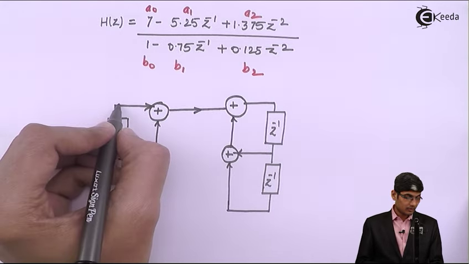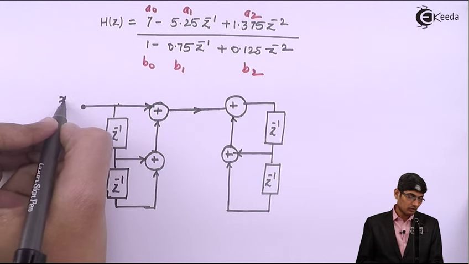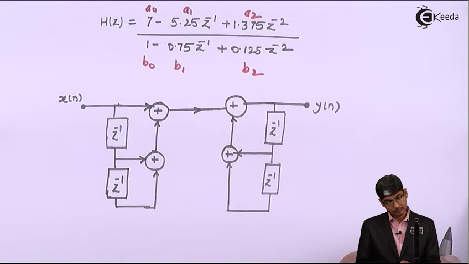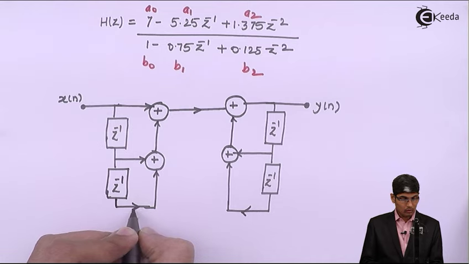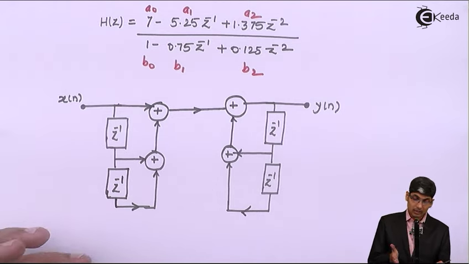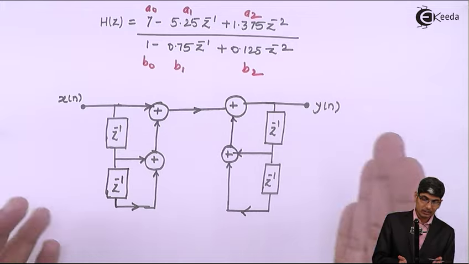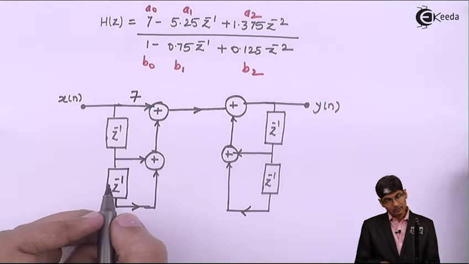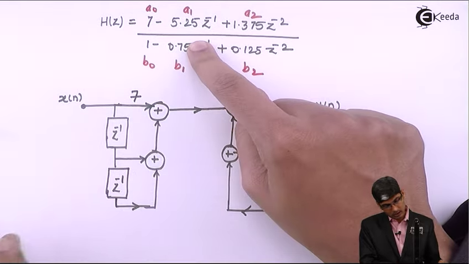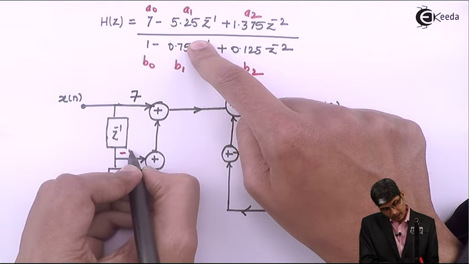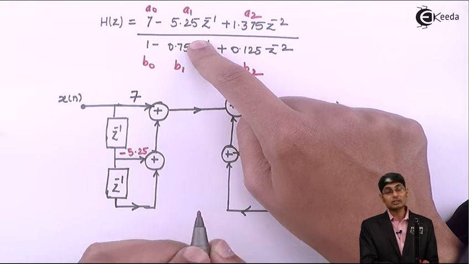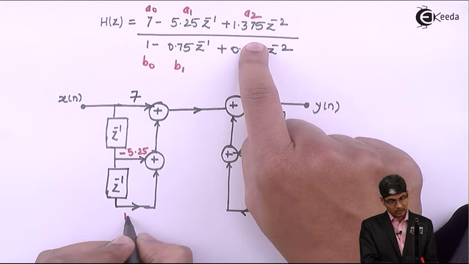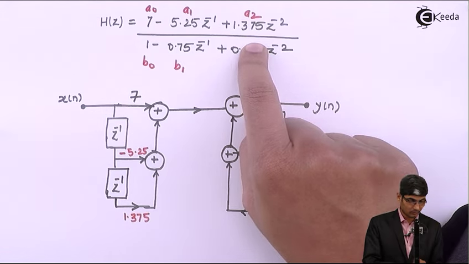Now from this side I will get my x of n signal, from this side I will pull out my y of n signal, right. So all b terms will go in the reverse direction, a terms will come in the forward direction. So this will be my a0, which is 7. Then I have minus 5.25, so it will be written with a different color, it will be minus 5.25, because for the numerator polynomial I am not going to change the sign, so signs will be retained. Here it is plus 1.375, so I will write plus 1.375.